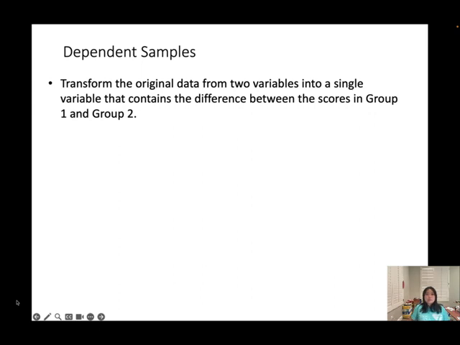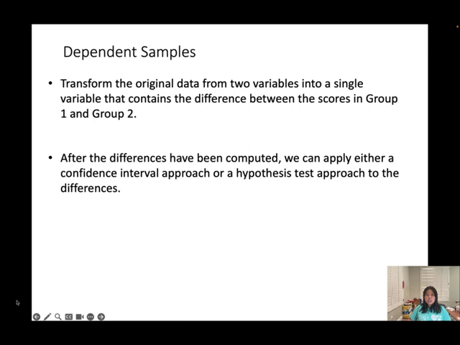Okay, now second part, dependent samples. Transform the original data from two variables into a single variable that contains the difference between the score in group 1 and group 2. Remember the dependent samples? The two data come from the same person. And then we want to find the difference between the first data and the second data. After the differences have been compiled, we can apply either a confidence interval approach or a hypothesis test approach to the difference. So we're going to do both of them, confidence interval and also hypothesis testing for the dependent samples.